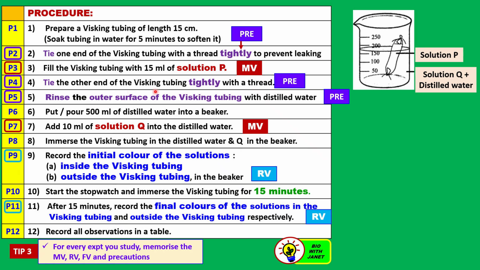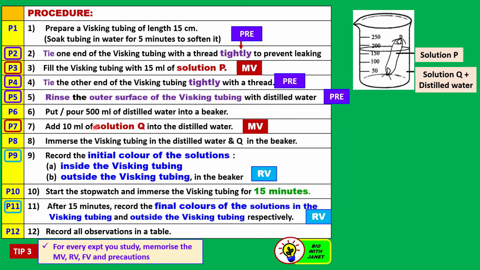Then tie the other end of the Visking tubing tightly with the thread here. Again, tightly. You must have this word, so that is a precaution. So there are 2 precautions here, and there's one more. Rinse the outer surface of the Visking tubing with distilled water to remove any traces of starch that might have dripped onto the outer surface of the Visking tubing. So this is another precaution. Any one of these precautions will be able to get you that 1 mark of precaution. But you just write down everything, right?